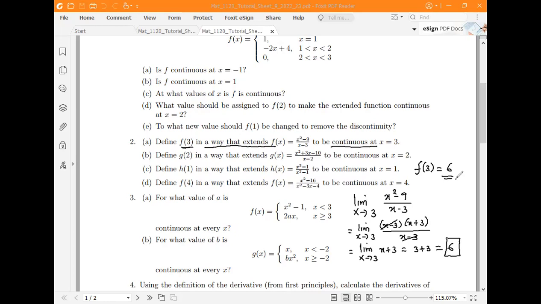Define g of 2 in a way that extends g to be continuous at x equals 2. So again, you factorize the numerator there. When you factorize it, it will come with x minus 2 up. Then you cancel with the down part. Do the evaluation. The value you find is what should be g of 2. The value you find for c as the limit value is what should be h of 1. The limit value you find for f in D is what should be your f of 4.